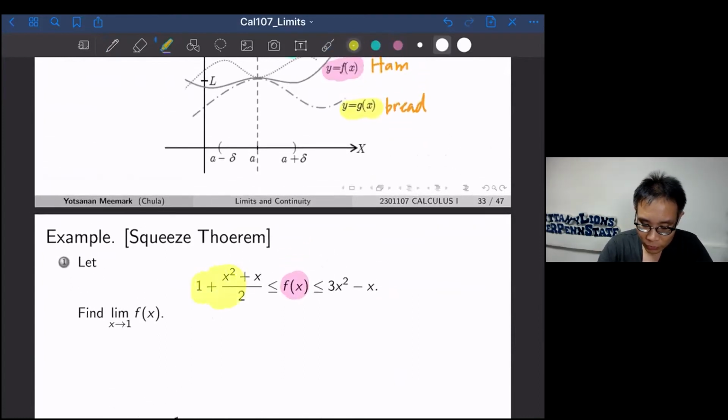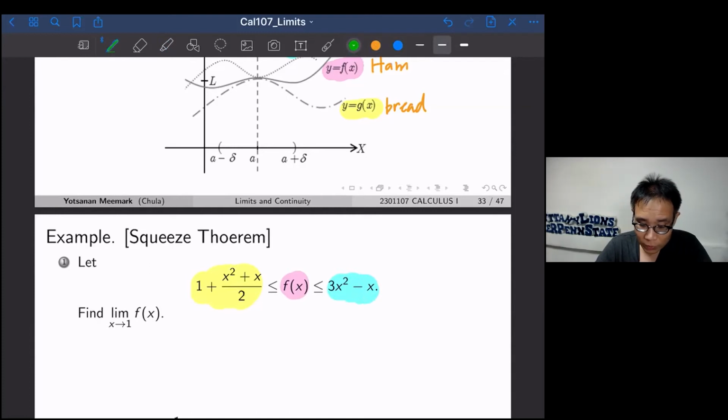For example, if you have f(x), a middle function, that lies between the yellow one, which is 1 plus x squared plus x over 2, and the top function equal to 3x squared minus x. Okay, so in this case, you're gonna use the squeeze theorem to determine the limit as x goes to 1 of f(x).